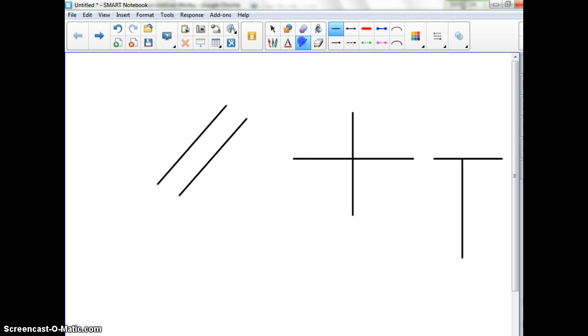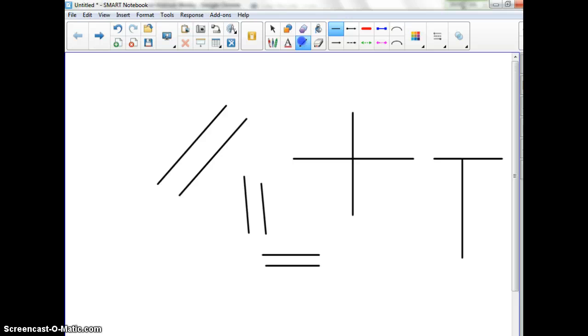Now, if lines never cross each other, but they go on forever without touching, what do we call those kinds of lines? Those are called parallel lines. It doesn't matter if they go up and down, side to side, as long as they are exactly parallel.